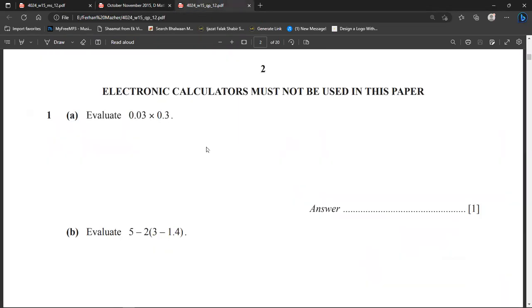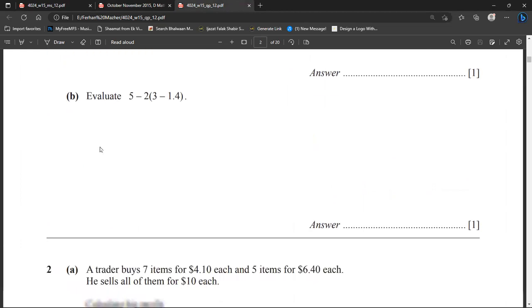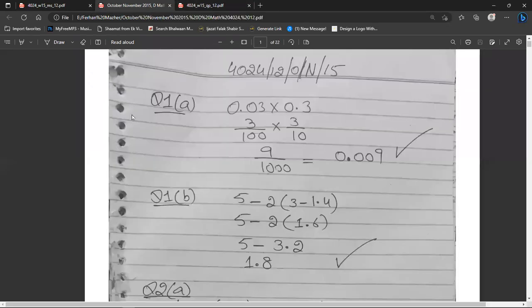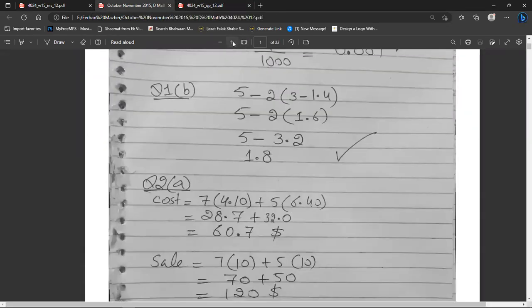Question number 1, it's B part. It says 5 minus 2 bracket 3 minus 1.4 bracket close. So this is the rule, that first of all we will solve the bracket. Inside the bracket we will solve 3 minus 1.4, which will be 1.6, and then that 1.6 will multiply with the minus 2, and then we will do the process of subtraction. So here we go.